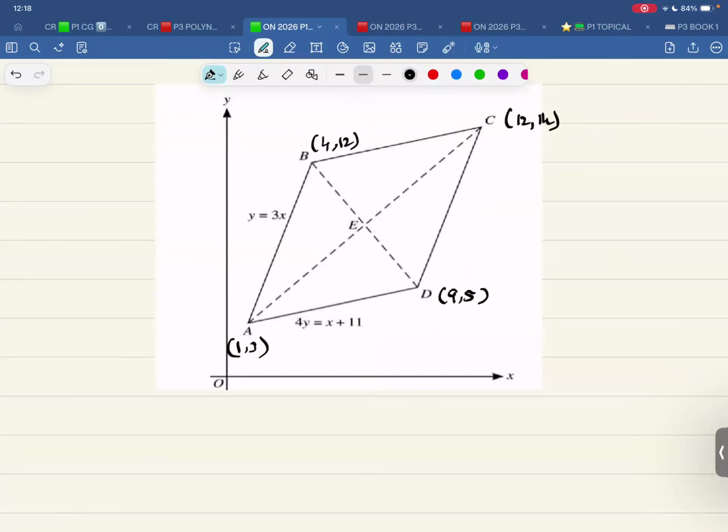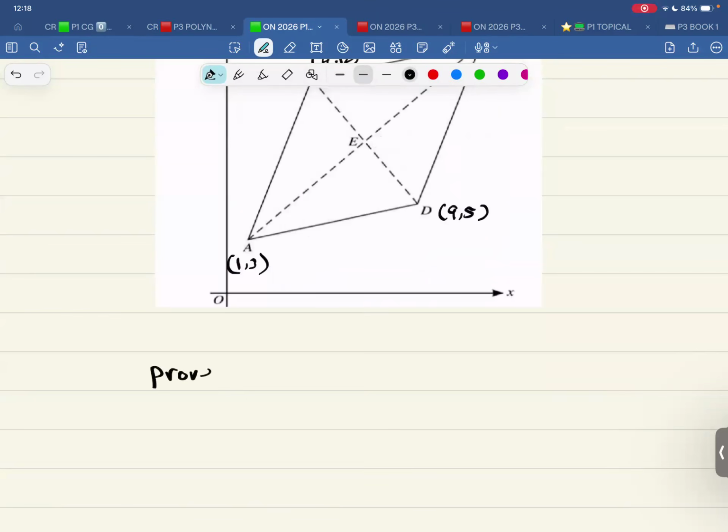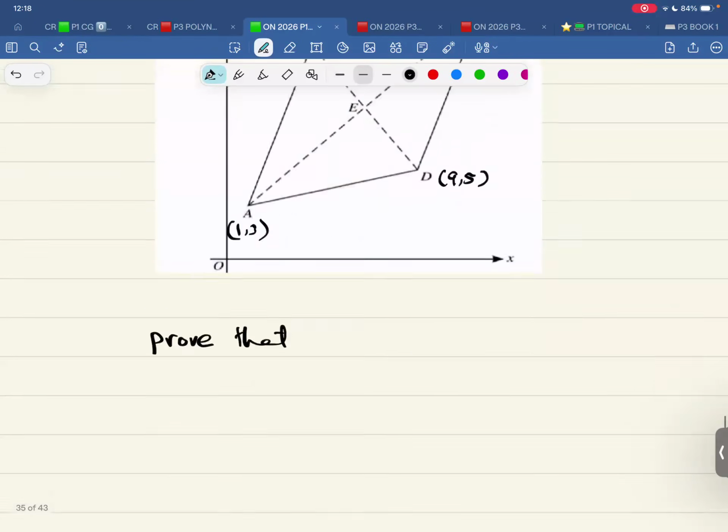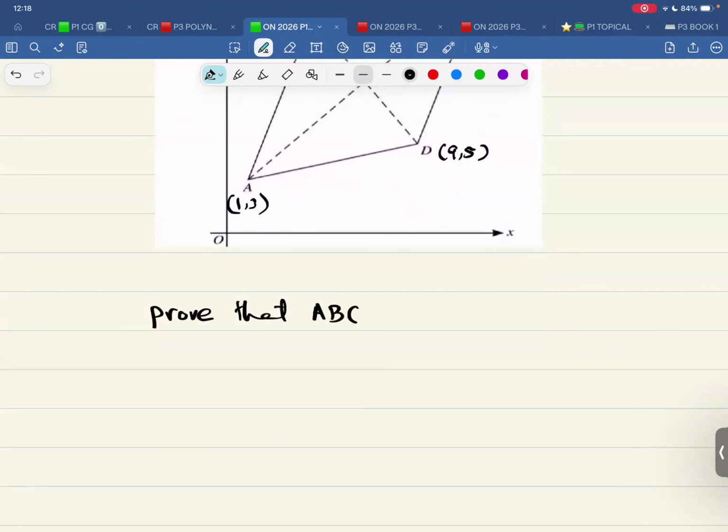Now, my question to you is, just ignore the line equation, that is of no need right now. This is a past paper question, but I'm using it for my own interest to prove something. So let me just remove this. My question to you is simple. Prove that A, B, C, D is a parallelogram.